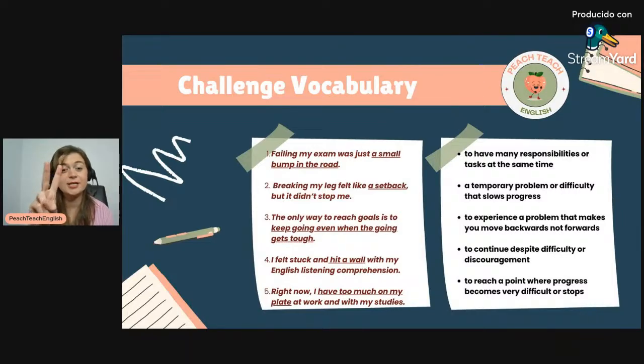Okay, let's look at number 2. Breaking my leg felt like a setback, but it didn't stop me. So the word here, guys, is a setback. Very good, Didier. You got it correct. Awesome. So yes, we have a setback. So let's look at the right, guys. Which definition is a setback?